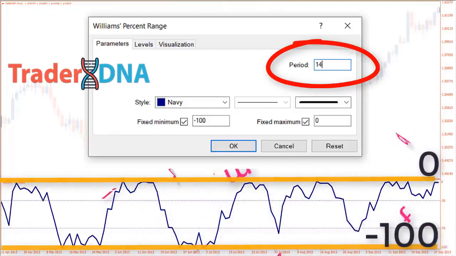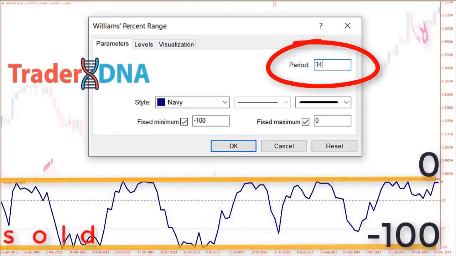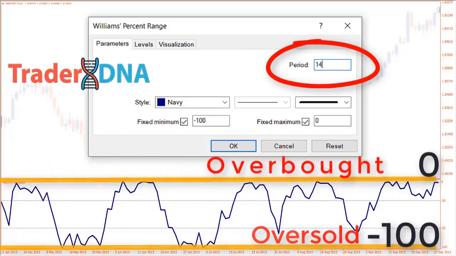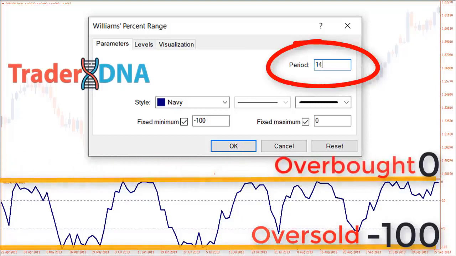A reading in the vicinity of -100 is an indication that the instrument is oversold. This means it's a potential buying opportunity. Once it reaches 0, that's an indication of overbought and maybe the time to sell. Now, let's see how you can effectively trade with the Williams %R indicator.